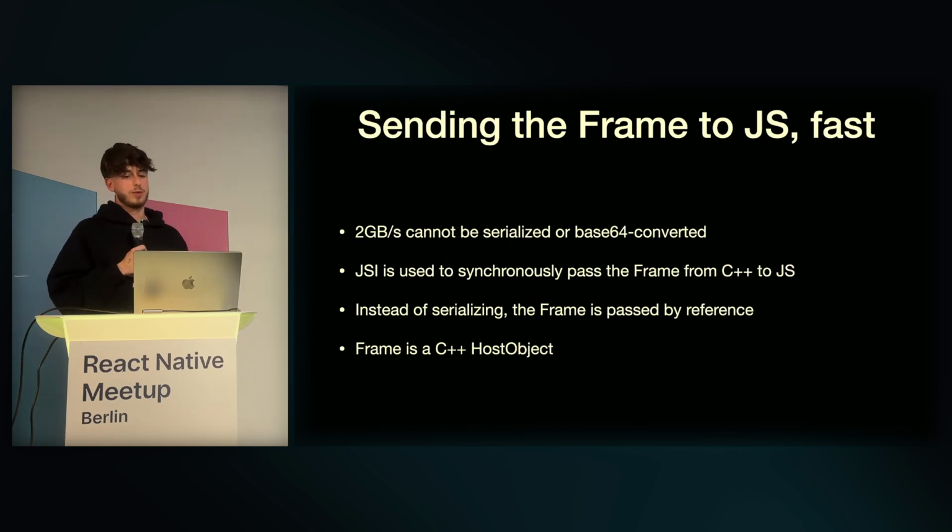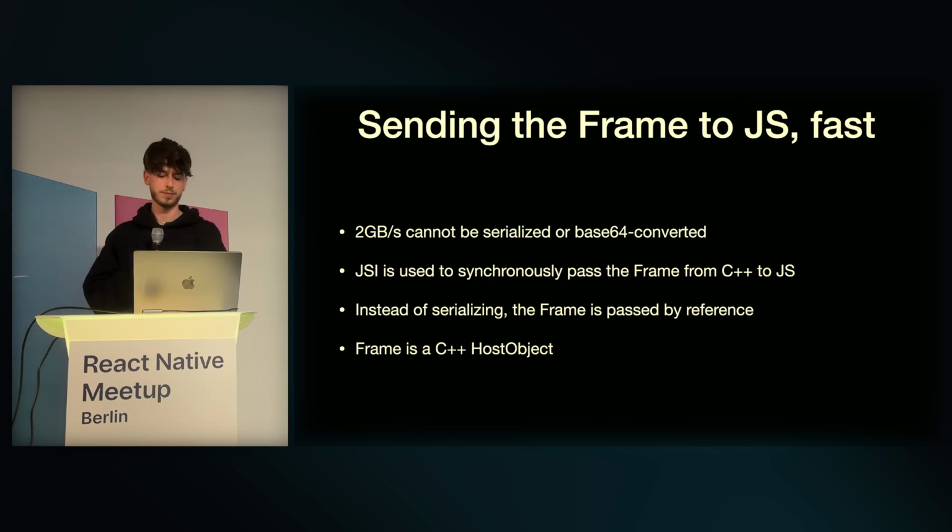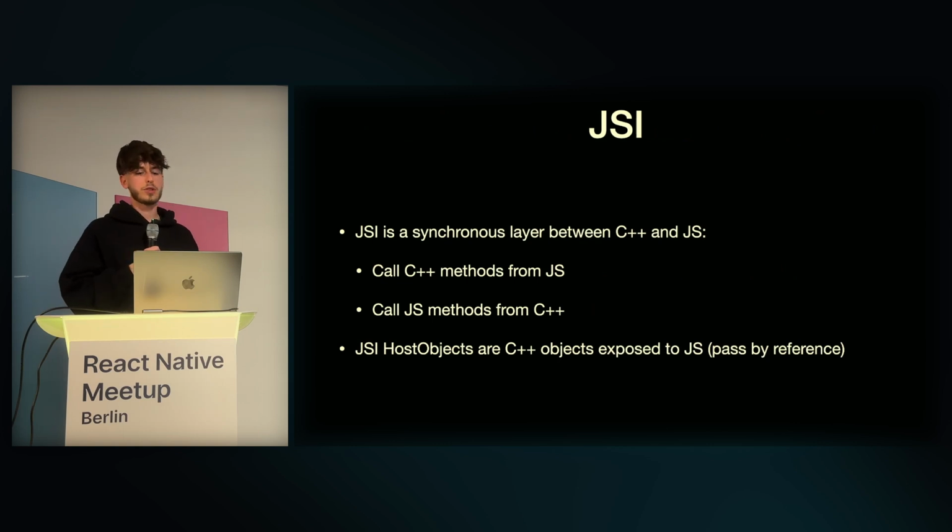Here's the challenge. We need to send the frame to JavaScript, and it needs to be fast. As I mentioned before, 2 gigabytes per second cannot be serialized or base64 converted. We can't really use the bridge for this. So instead we use JSI, which I'm going to explain in a second as well, to synchronously pass the frame from C++ to JavaScript, which happens by passing the C++ frame as a reference. So we're not actually packaging the 33 megabytes into some format and then copying it over to JavaScript, but we're just having a C++ reference that we're exposing to JavaScript, and then through JavaScript you can access stuff on that reference.